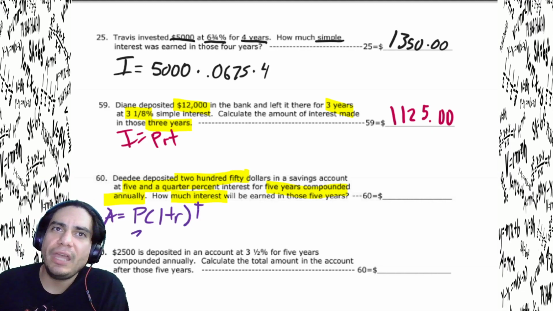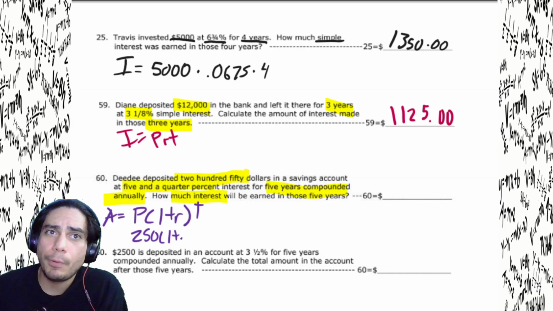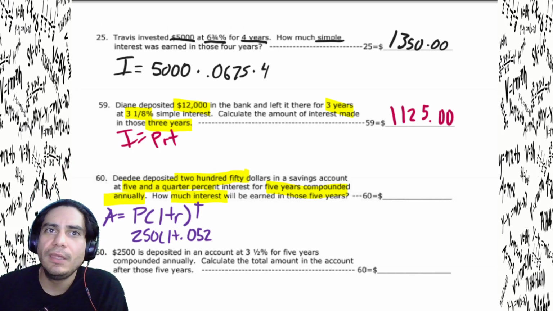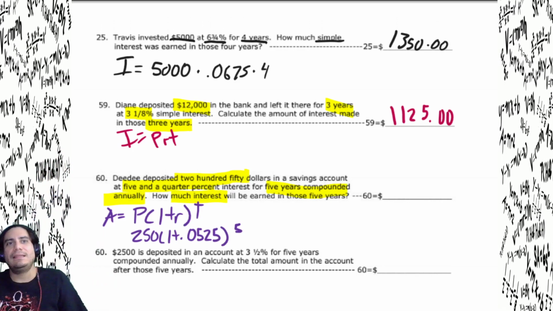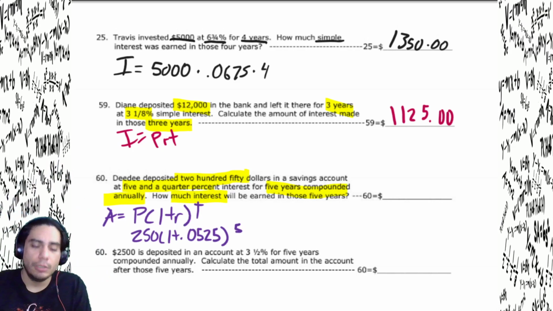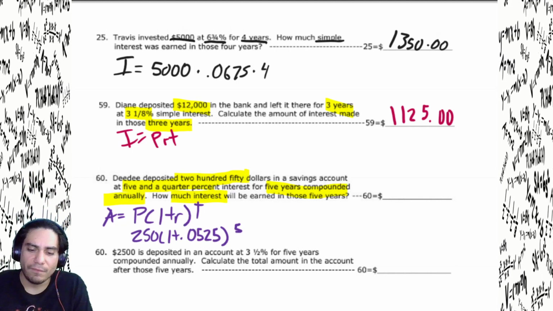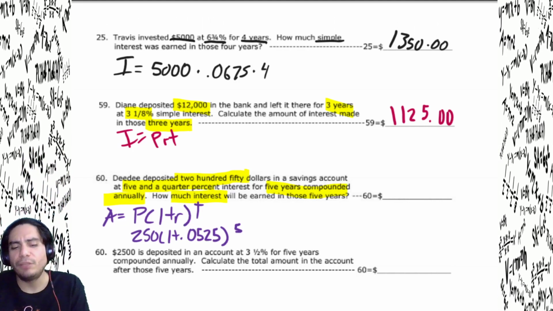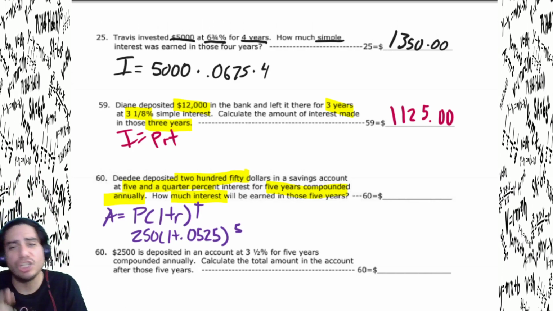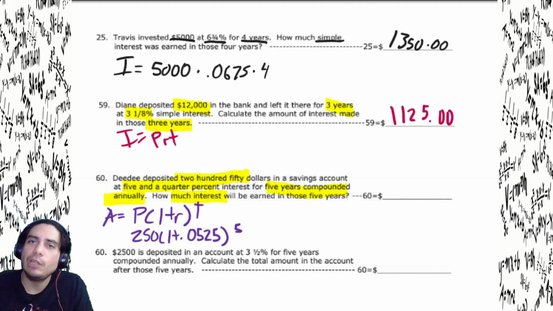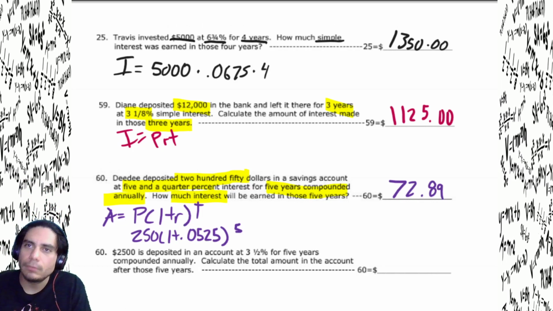All right, so I'm going to go ahead and put $250, multiply it by 1 plus my interest rate, which is 0.0525. And we're going to raise that to the 5th power. And that's it. Remember, subtract that principal at the end. So we got 250, 1, enter, 0.0525, plus, 5, raising it to the 5th power. We hit multiply. And then we got to take away that initial principal to see how much interest we earned. All right. We just earned $72.89. And we call it right there.